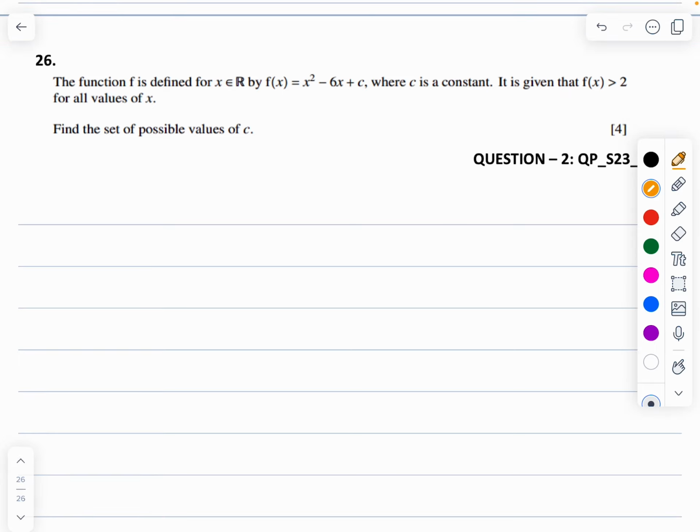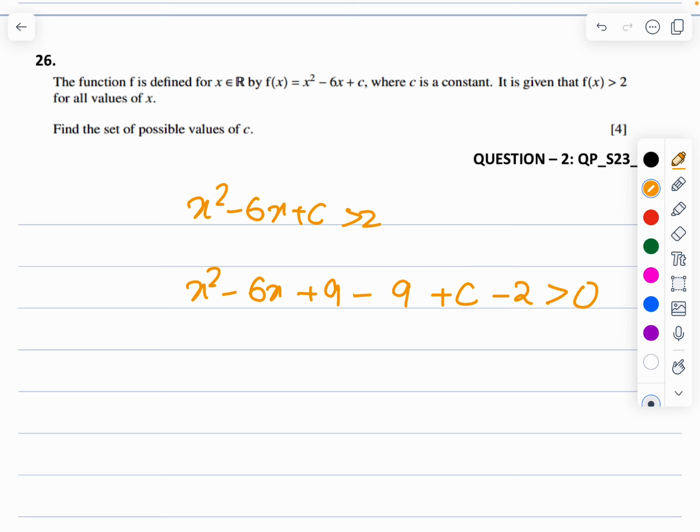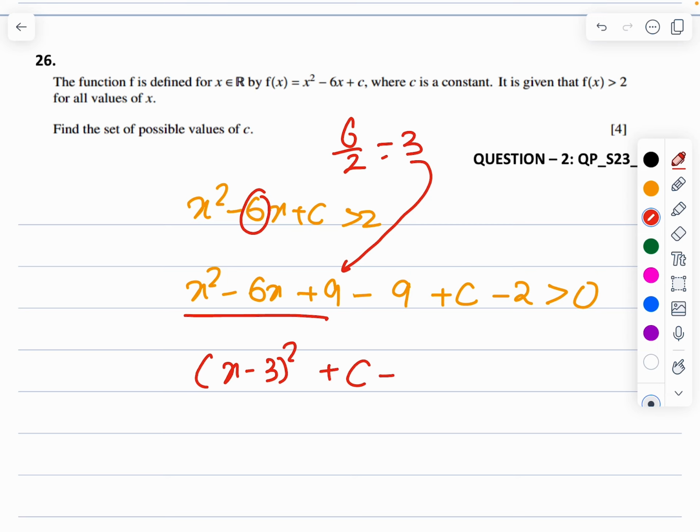And the last question. The function is defined. It is given that f of x is greater than 2 for all values of x. Find the set of values of c. So x square minus 6x plus c is greater than 2. So x square minus 6x plus 9 minus 9, add 9 and subtract 9, and minus 2 should be greater than 0. Because this one was 6, 6 divided by 2 is 3 and 3 square is 9. So these terms will become x minus 3 whole square plus c minus 11 is greater than 0.